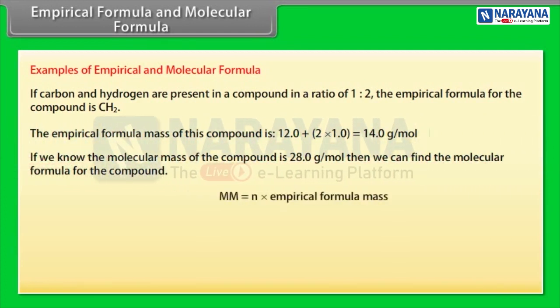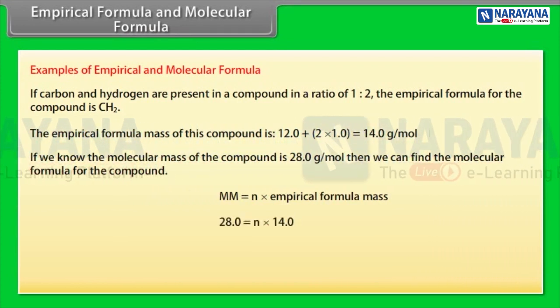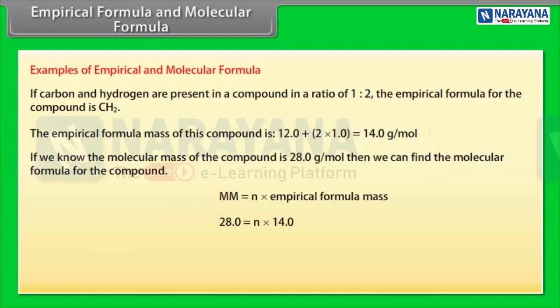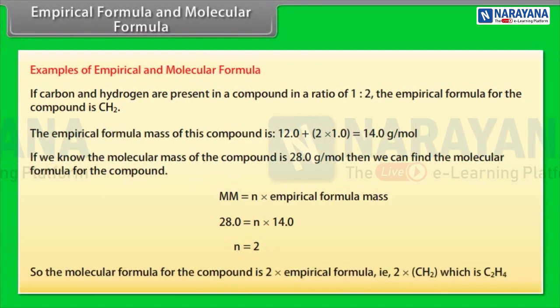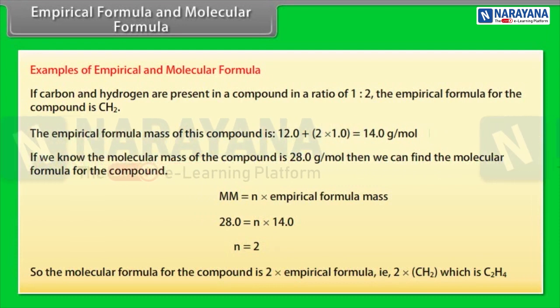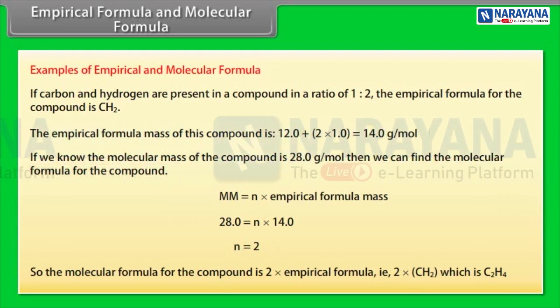Molecular mass is equal to n into empirical formula mass. 28.0 is equal to n into 14.0. So n is equal to 2. So the molecular formula for the compound is 2 into empirical formula, that is 2 into CH2, which is C2H4.